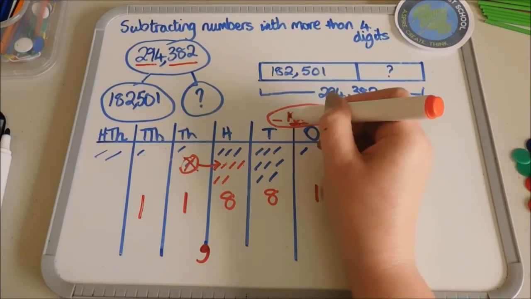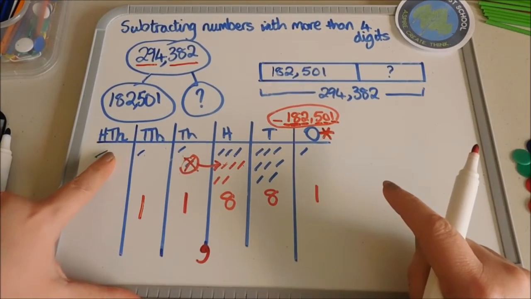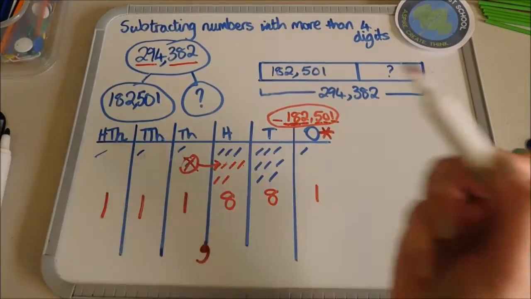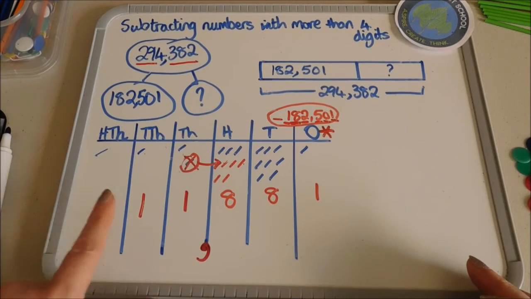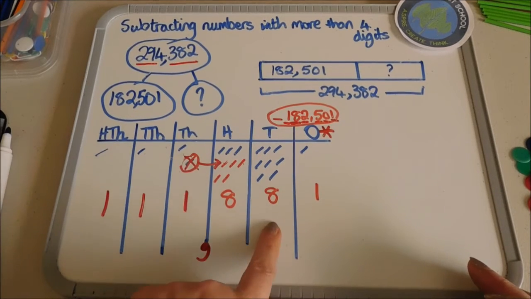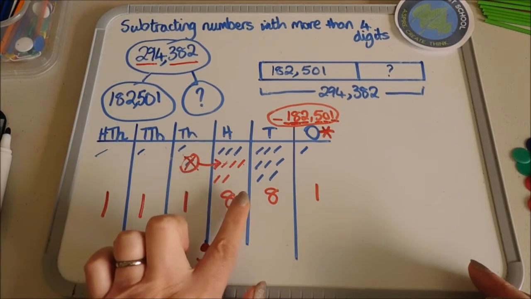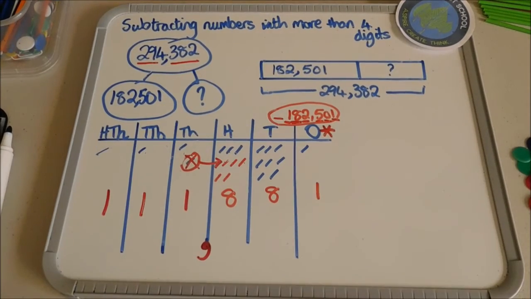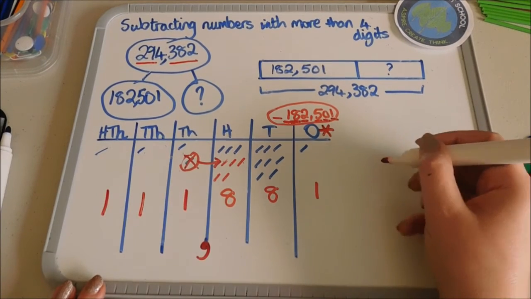And finally, going to my hundreds of thousands, and I need to subtract 1. So subtract 1, and that will leave me with 1. Okay, so my answer is 111,881. At this stage, the children should then be encouraged to work in the abstract. Now, that is our column method, and that way it is much more efficient to subtract the numbers.